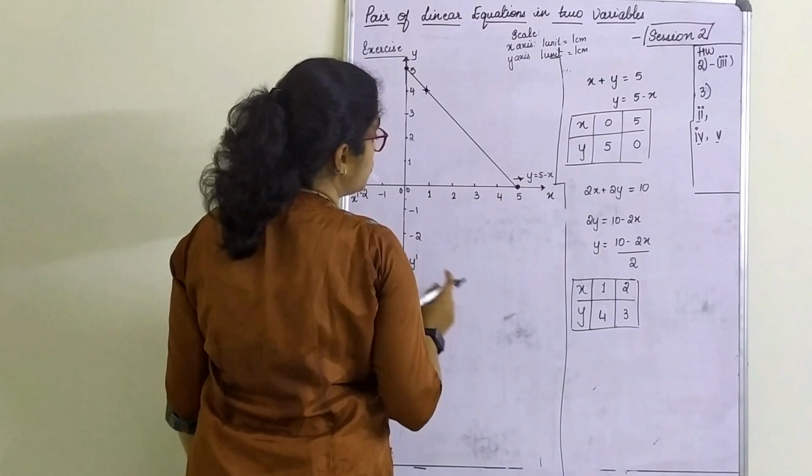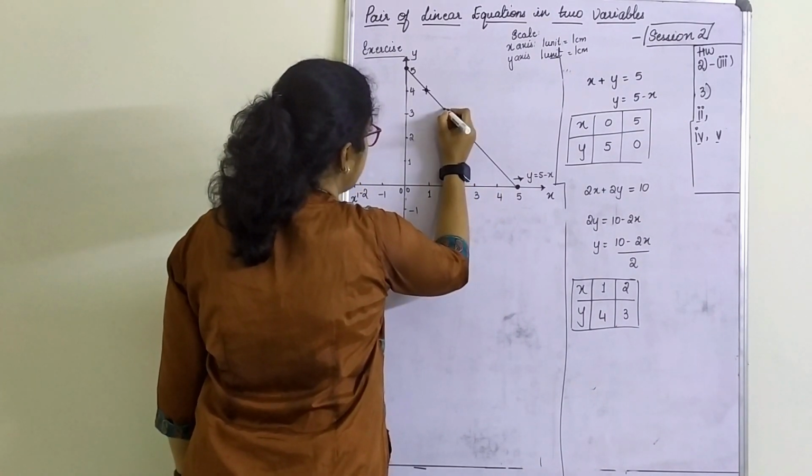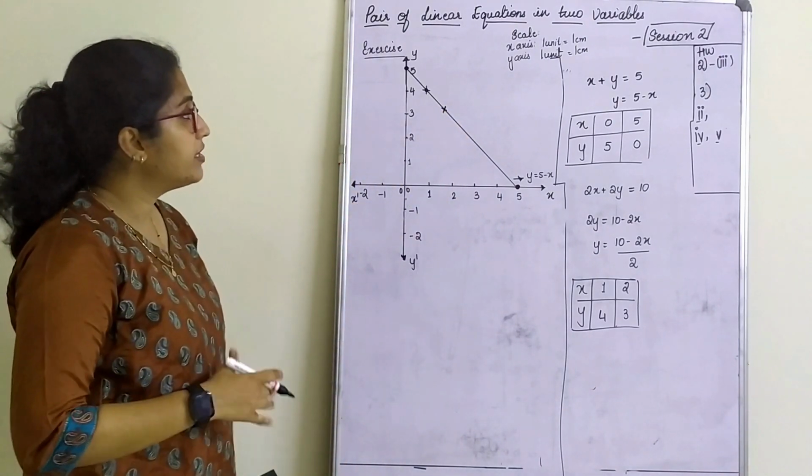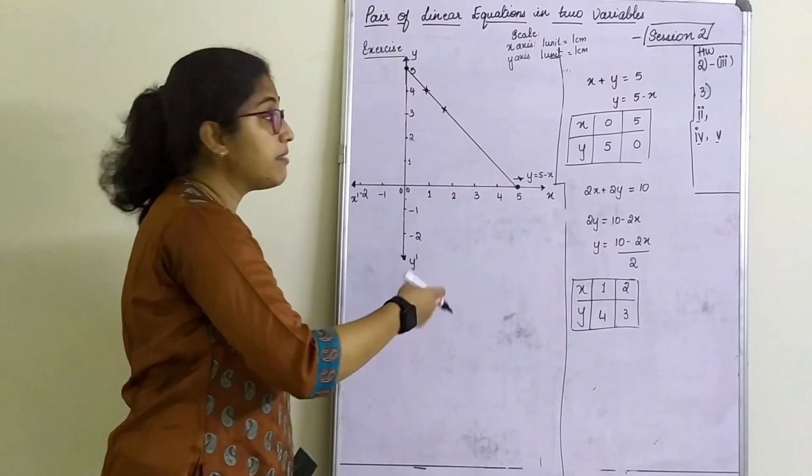Then x is 2, y is 3. It again comes here, marked by a cross. Now see here, my first graph and second graph points are coinciding, right? It's on the same axis.